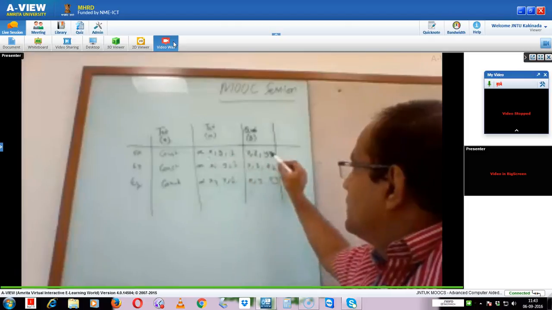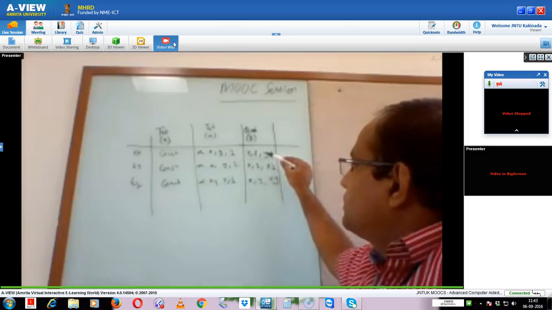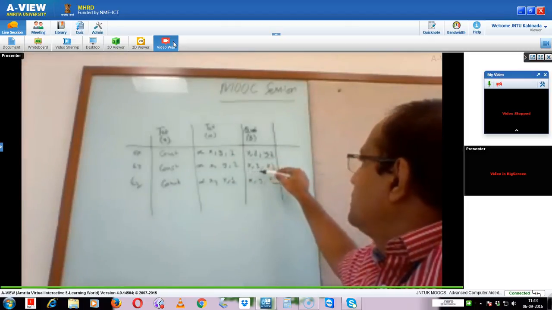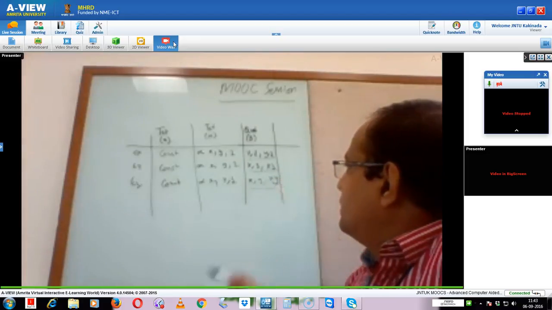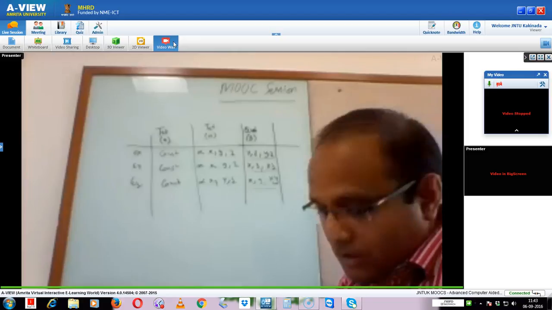So there is no x term coming in the strain in x direction. There is no y term coming in the strain in y direction. There is no z term in the strain in z direction.